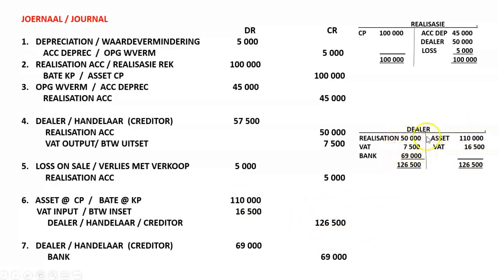He owes me 57,500. If I'm going to subtract the two from each other, I have to pay him the additional 69,000, which I in actual fact have done. I debit his account with 69,000 and I credit bank with 69,000. The asset is out of my books, the old asset. The new asset is in my books at 110,000. I have settled the outstanding amount with the dealer, so I can just carry on with my new asset.